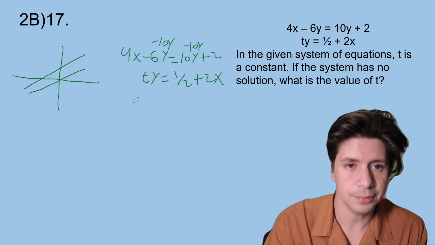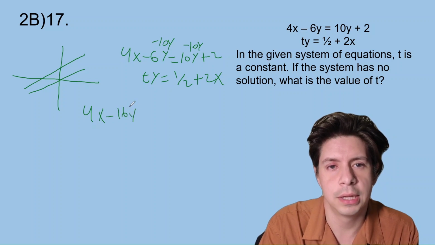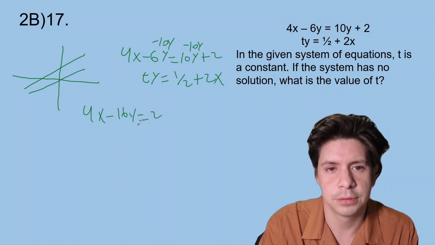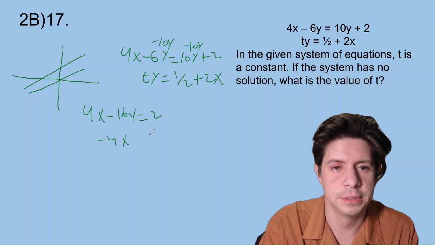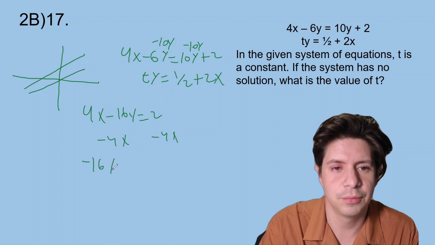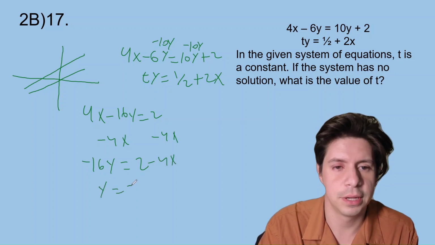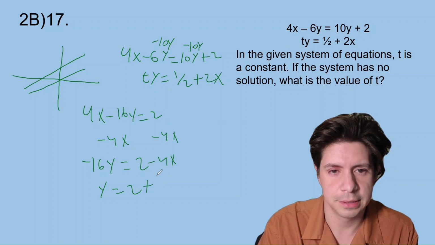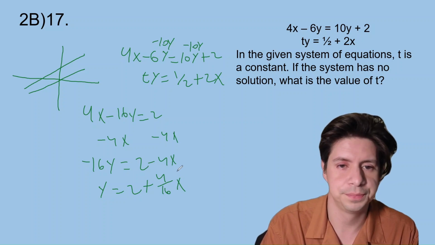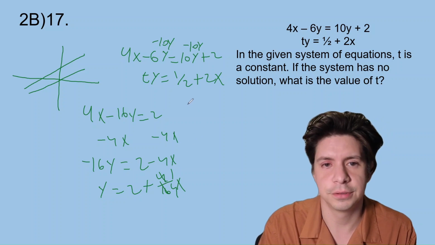So on the first one, we have 4x minus 16y equals 2. So I'm going to subtract 4x to find the slope. Subtract 4x. And I'm going to get negative 16y equals 2 minus 4x. And then divide by negative 16: y equals 2 over negative 16 plus 4/16 x, which is just 1/4. So that becomes 1/4.